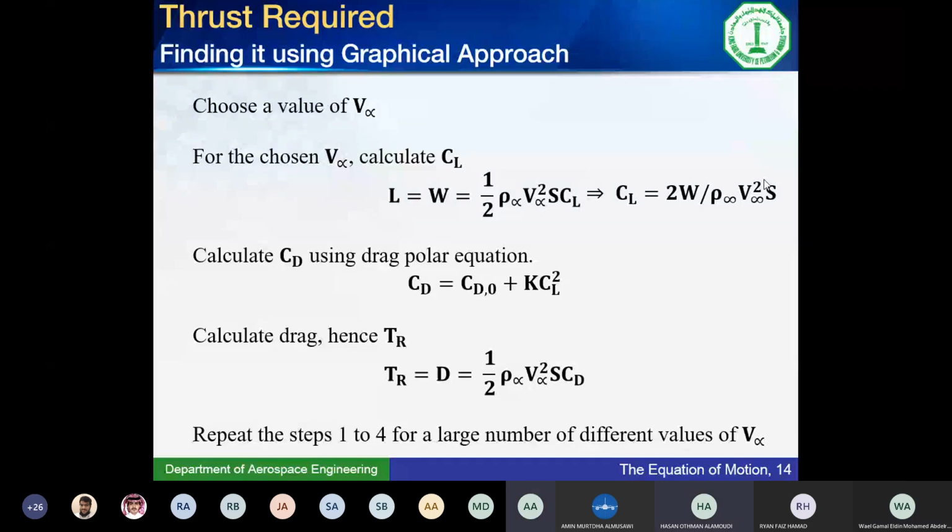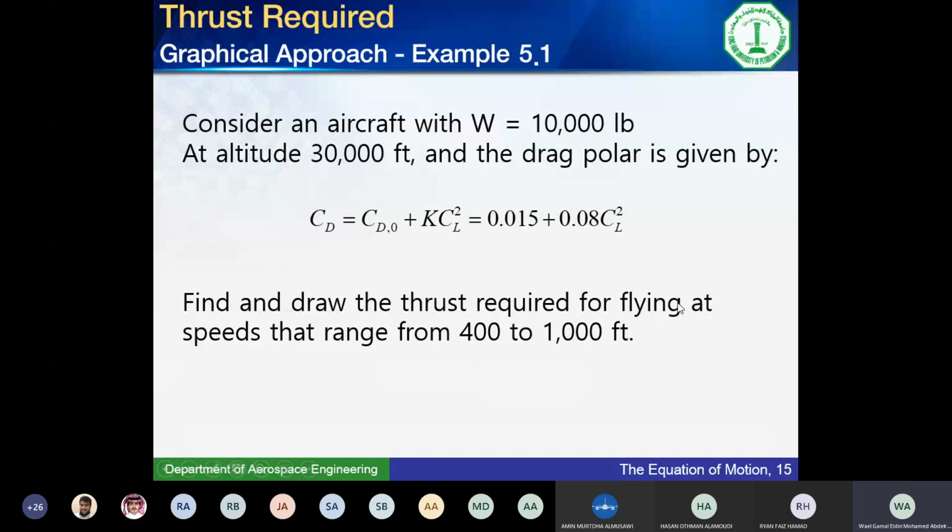Area of the landscape. The area. The planform area of the wing. When I look at the wing from the top, it's not the upper surface or the lower surface or the sum, it's the planform area of the wing. Okay, so let's have an example here.